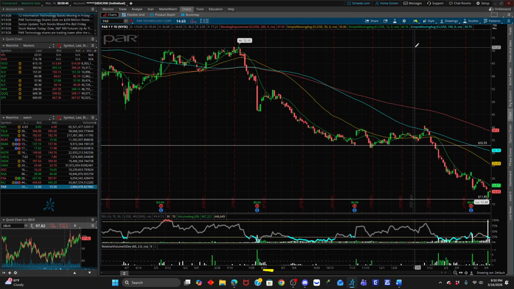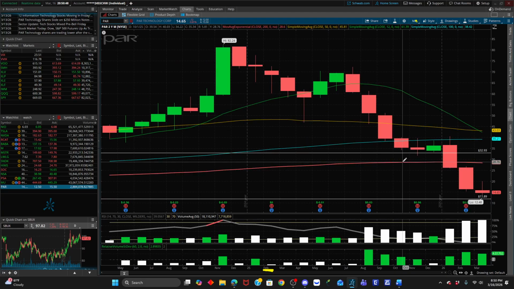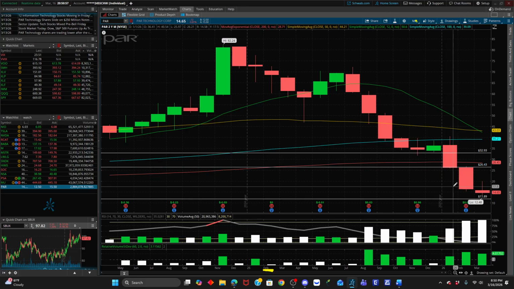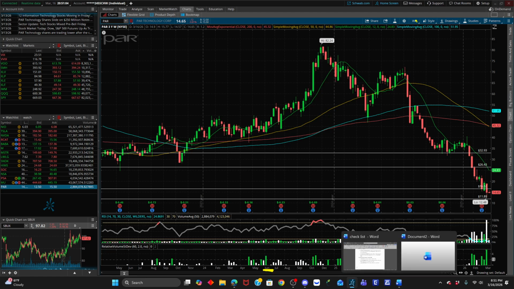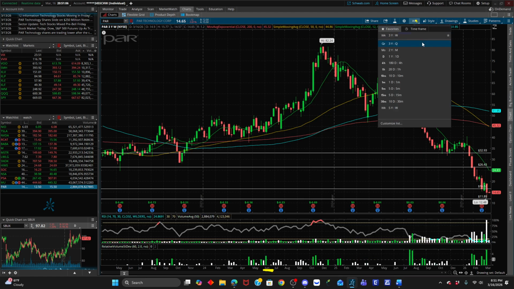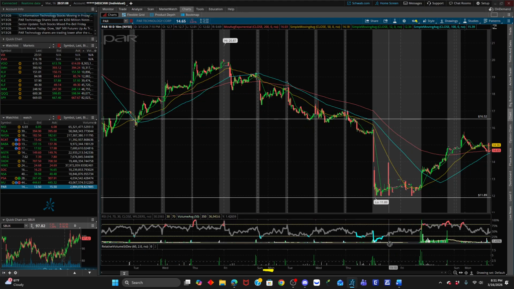Go to the daily. Let me see what the monthly looks like. This is February's high, February's low. All right, go to our weekly. Okay, now that looks better. Go to our 10-minute, and here we are. 1652 is our area to play off of.